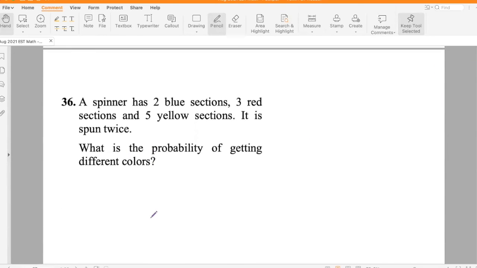A spinner has 2 blue sections, 3 red sections, and 5 yellow sections. It is spun twice. What is the probability of getting different colors? Okay. So let's say the first one is blue. Then 2 plus 3, 5 plus 5, 10. So there are 10 sections. So 2 out of 10. And the other one can be 5 plus 3, 8 out of 9.